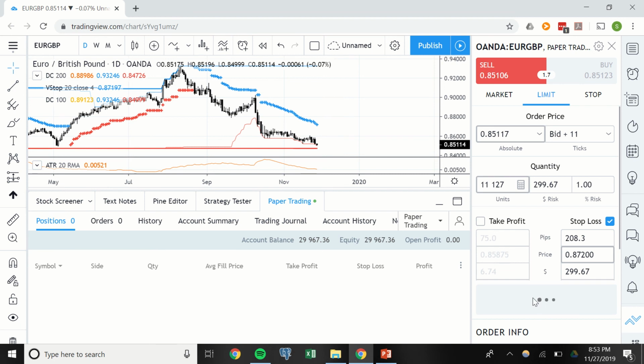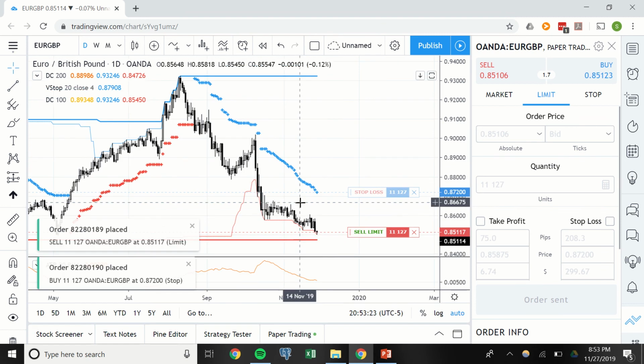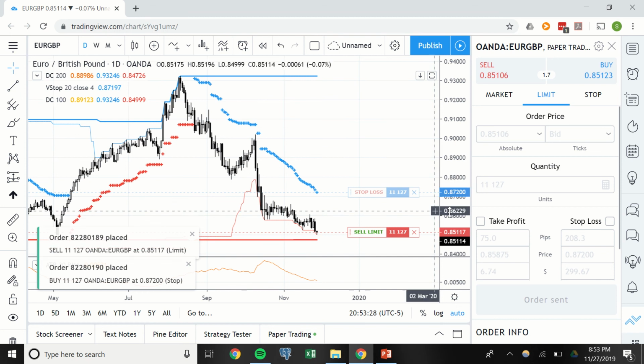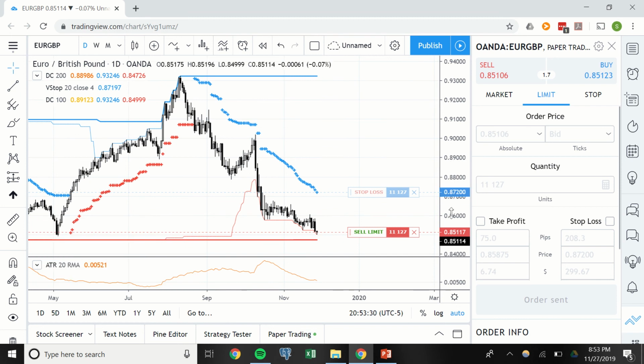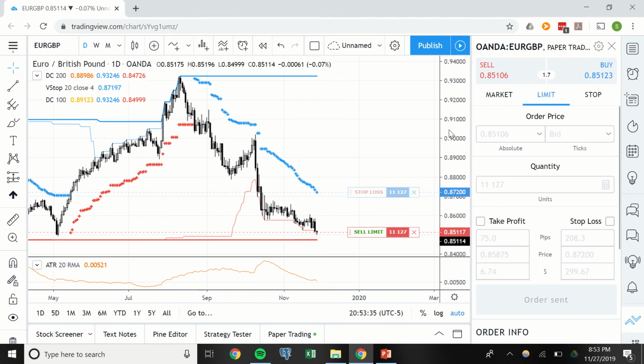I don't know if this is going to execute. Yeah, it did. So just to give a sense, that would be our sell limit order. This is where our stop loss is in the market. We have no take profits for obvious reasons. We don't put take profits in the market. And then you could go in and update it as need be.